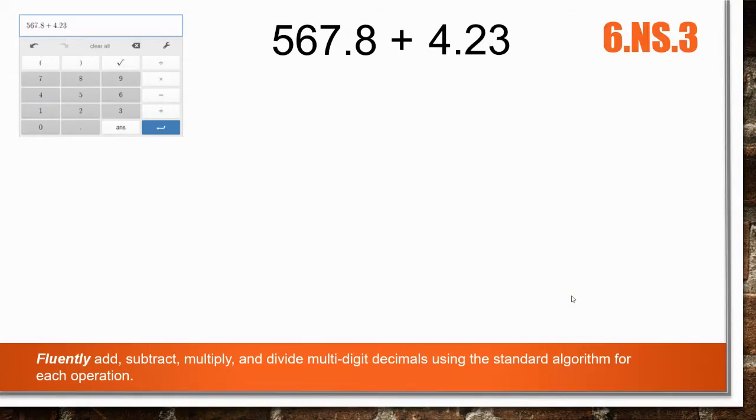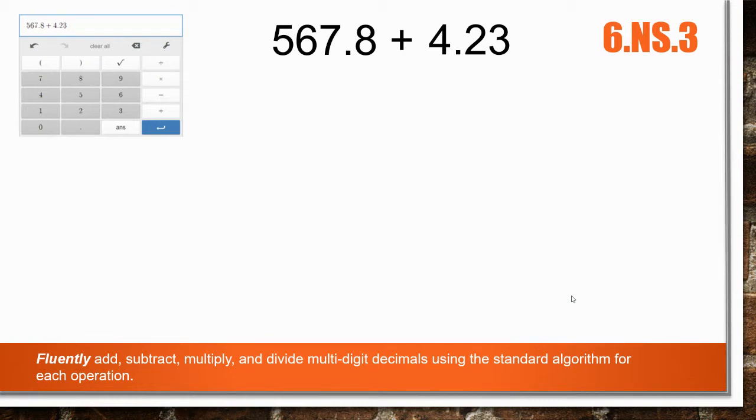Well, today we're going to look at fluently adding, subtracting, multiplying, and dividing multi-digit decimals using the standard algorithm for each operation. Okay, remember that we're allowed to use a calculator in 6th grade. This is 6.NS.3.